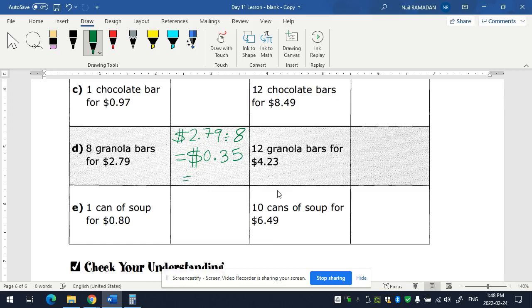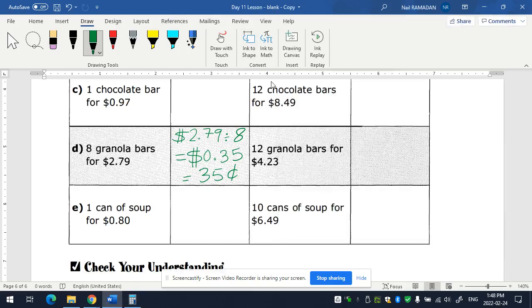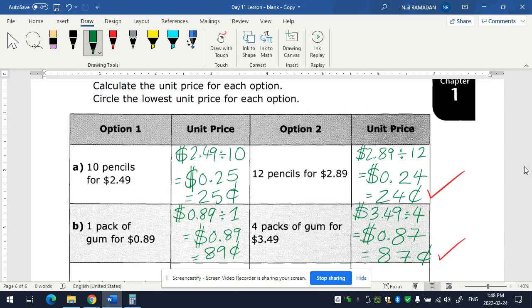Sorry, say again. Hold on. Hold on. They actually came out to the exact same thing? Really? That's a sneaky one. You're right. Rounding. Okay. What does the question say? Circle the what? Okay.